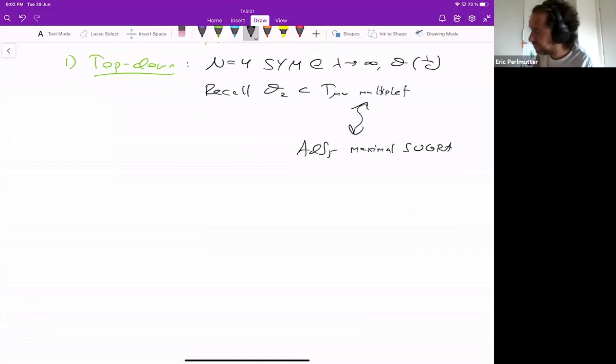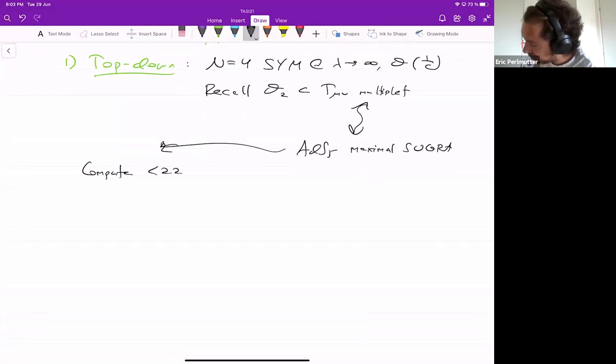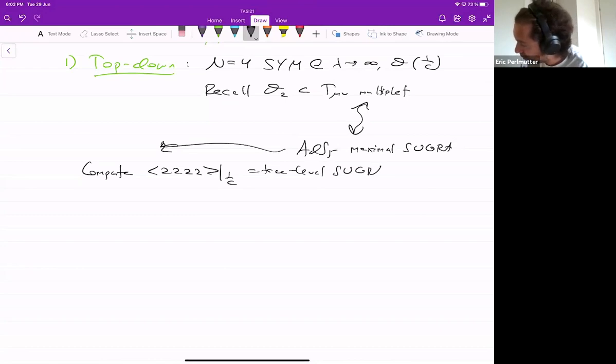So what these authors did was, let's go over here. They computed the 4-point function of O2, which I'll write as 2, 2, 2, 2, at order 1 over C, which is tree level supergravity in AdS5.